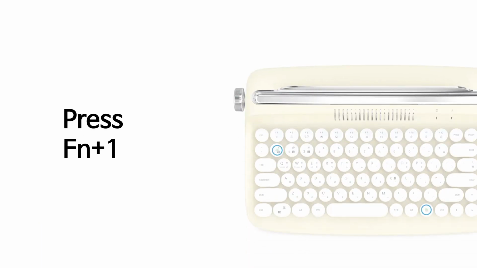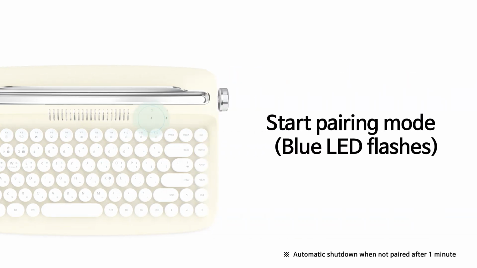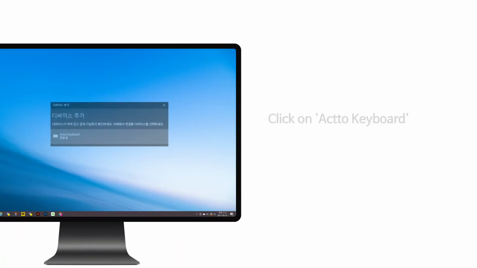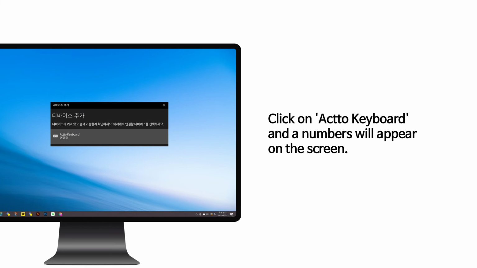Press FN1. Press FNK. Start pairing, mobile blue LED flashes. Click on ECTO keyboard, and numbers will appear on the screen.